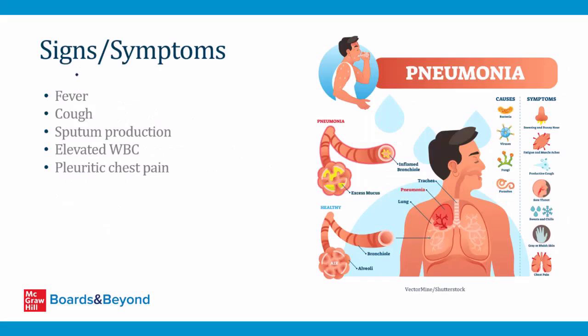The signs and symptoms of pneumonia are fairly straightforward. Most patients have a fever and a cough. They often produce sputum. If you do a complete blood count, you typically find an elevated white blood cell count. And then many patients develop pleuritic chest pain. So this is pain with inspiration. That's because you're stretching the inflamed, infected lung tissue, and that can cause chest pain.